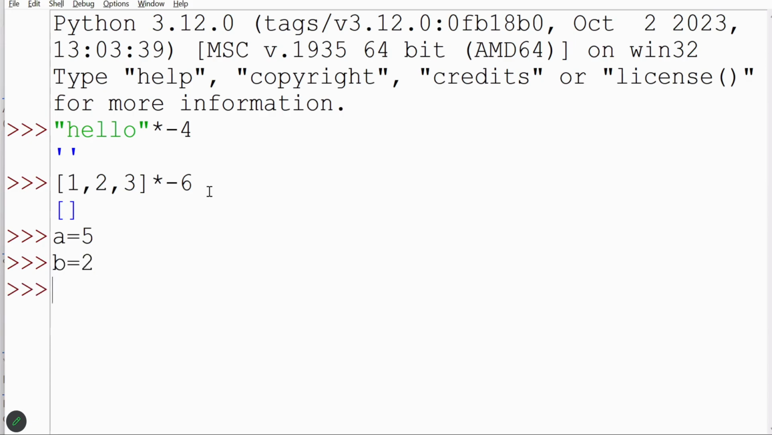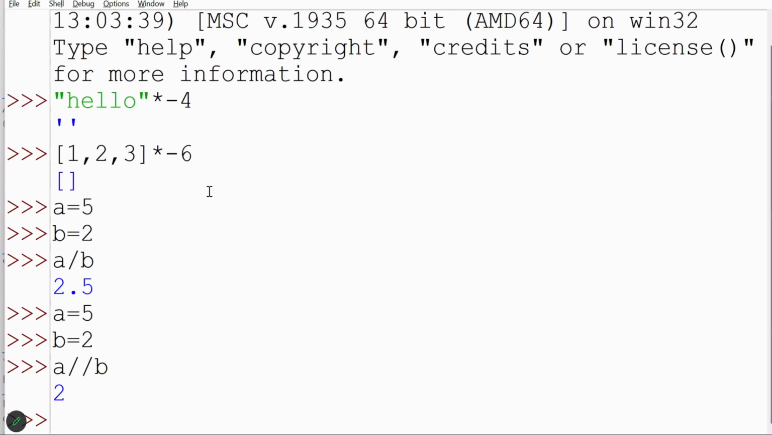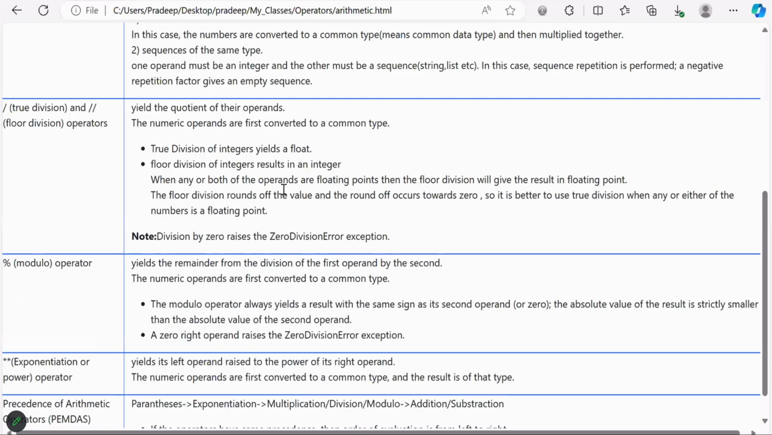So A slash B will give the exact value. When we are saying floor division, it will not give the exact value for the same A slash B. It's not giving the floating part, similar to what we have read some time before. True division of integers will yield a float. Floor division of integers results in an integer. Now we have considered both integers case.